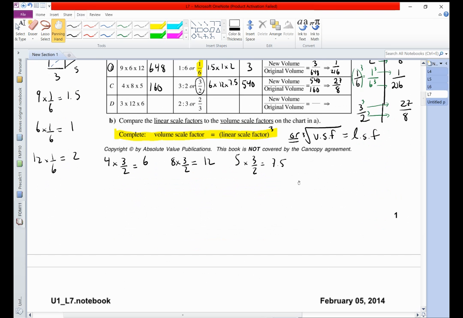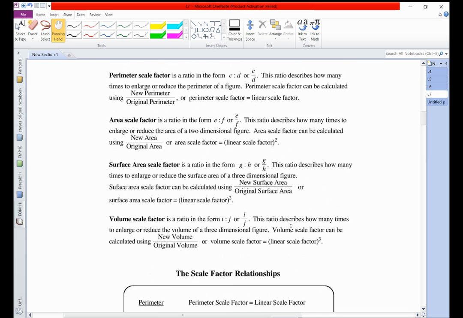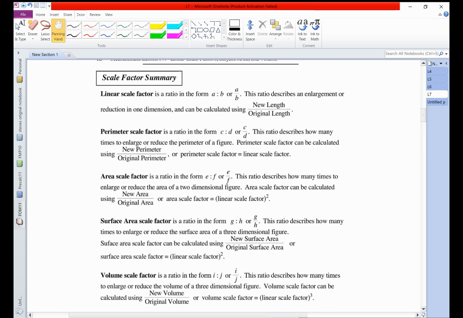So on the next page, you've got this awesome summary sheet. So it gives you a little bit on linear scale factor, and we know that the formula is new over original. Then it talks a little bit about perimeter scale factor, which is equal to, this is the important bit, the linear scale factor. It's the same thing, right? Because perimeter is a linear or one-dimensional measurement.